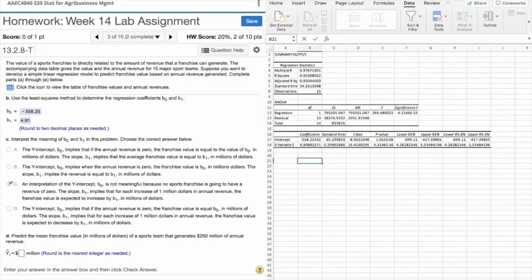And part D, Y is equal to 250 times B1 plus B0.